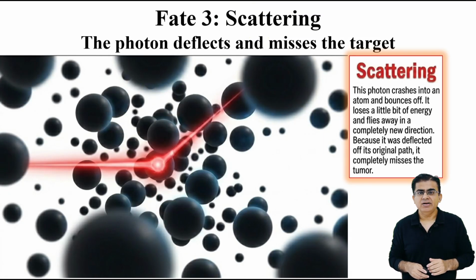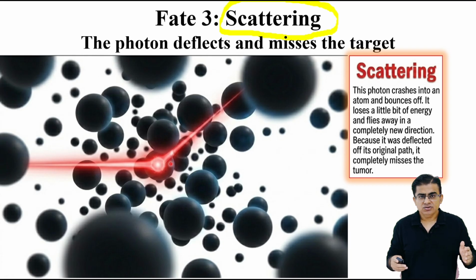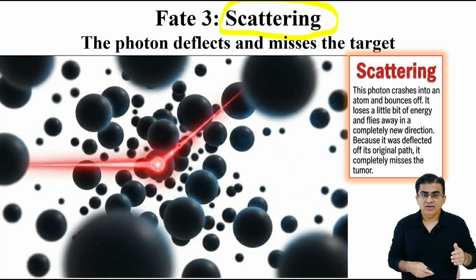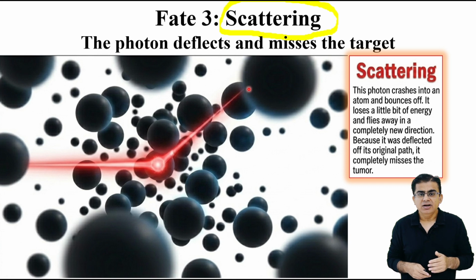Third possible fate of a photon is this photon may undergo scattering. Here, this photon interacts with an atom and bounces off like a billiard ball. It loses a little bit of energy and flies away in a completely new direction, like this. Because it was deflected off its straight path, it is considered removed from the primary beam.